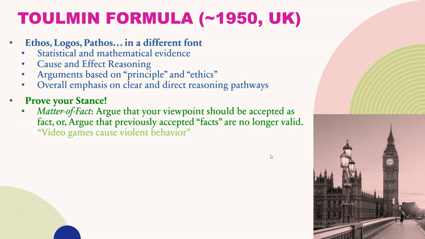When it comes to proving your stance in the Toulmin Formula, there are some common techniques. So number one is that matter of fact point of view. Argue that your viewpoint should basically be accepted as a fact, or argue that previously accepted facts and viewpoints are no longer valid, out of date, obsolete. One common argument could be like this: video games cause violent behavior. So that's a fact is what you're about to argue.